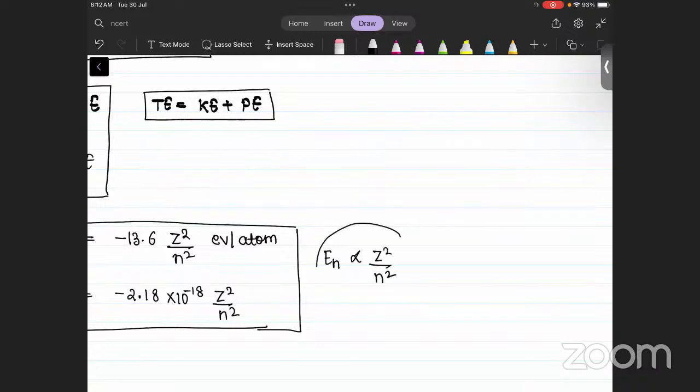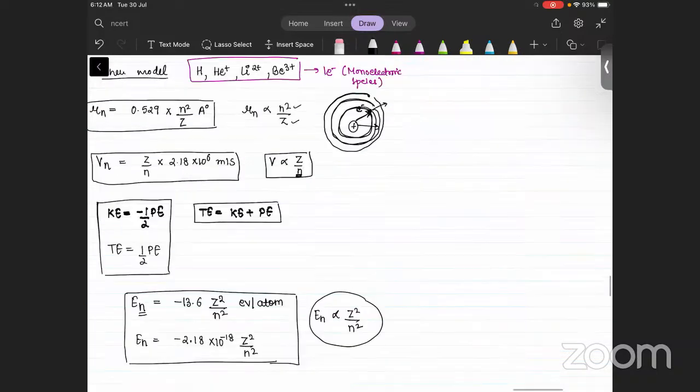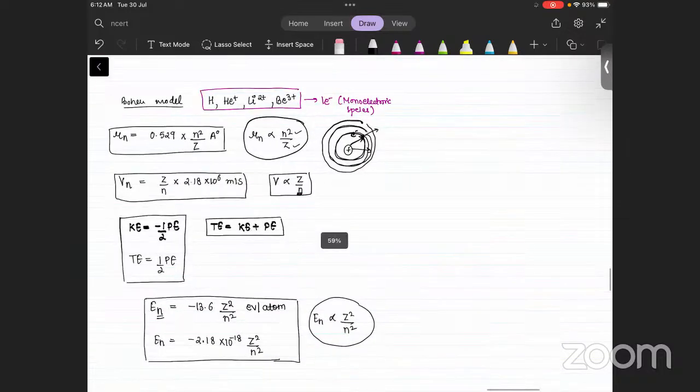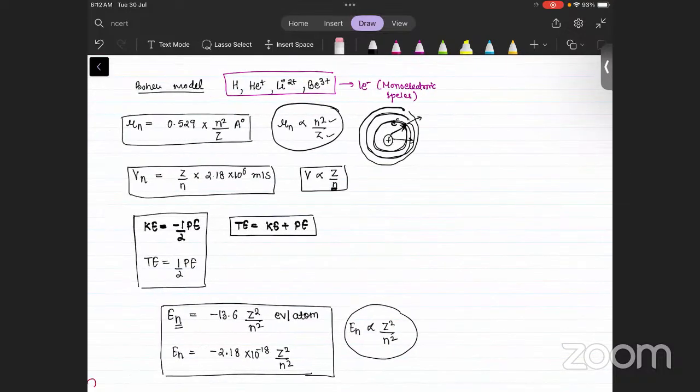Now why am I writing the proportionality relation? Because sometimes you will not be asked to tell the exact value, you'll just be asked about the ratios. For example, how many times is the first radius of hydrogen to the third radius of helium positive. Those kinds of questions you may get. So these are the things you have to keep in mind when solving problems, and this is all we have learned till now.